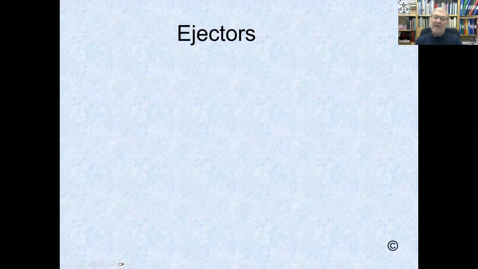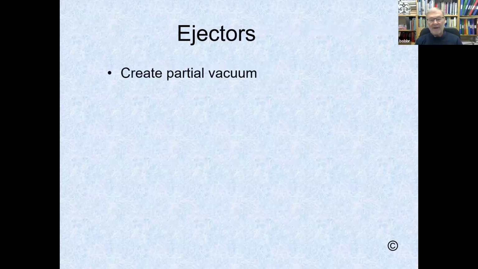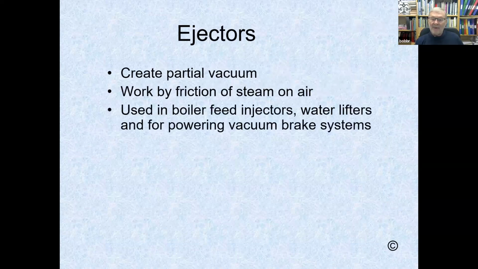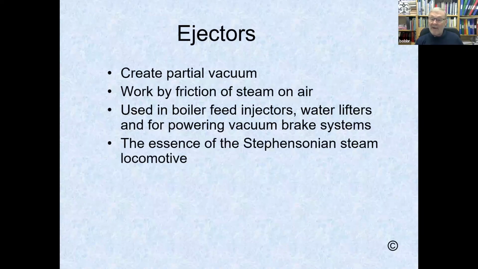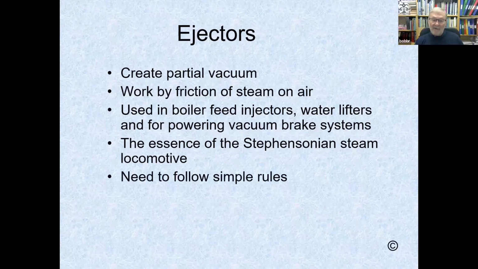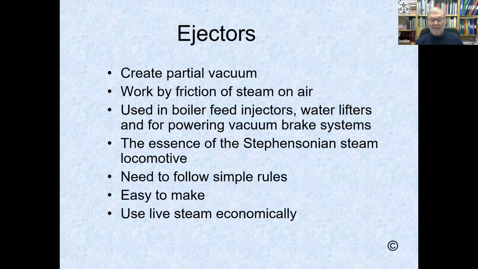To understand an injector, we really need to know how ejectors work, because the first stage of an injector is in fact an ejector. So what do ejectors do? They create a partial vacuum. They work by friction of steam on air. They're used in boiler feed injectors, water lifters, for powering vacuum brake systems, and many other things, of course. The essence of the Stephensonian steam locomotive, the blast up the chimney, is all to do with ejectors. If you want to make them, there's simple rules to follow, which I've perfected, I think, and easy to make and quite efficient.